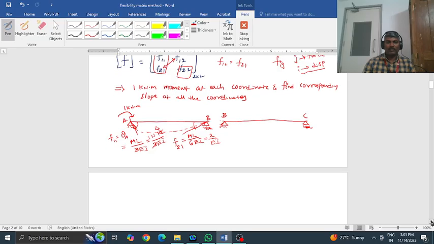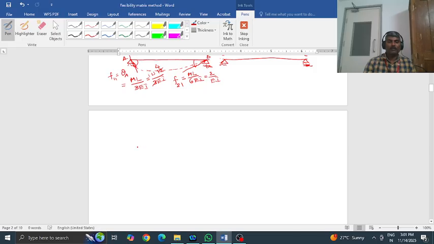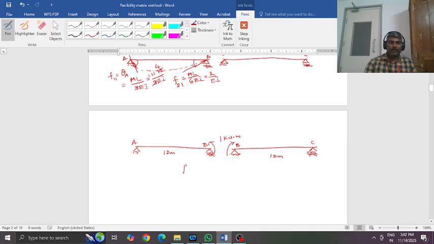Now coming to the F22 value. So member AB again, then member BC. Now give 1 kilonewton meter at coordinate 2. So this is our coordinate 2, means moment at B. So at B there are two members meeting. So you will have beam AB, end B, and beam BC, also end B. 12 meters, 12 meters. Now I need the F22 value, coordinate 2 means B.